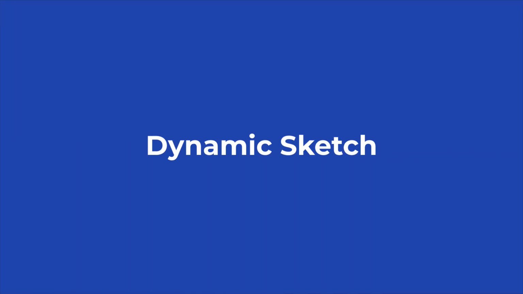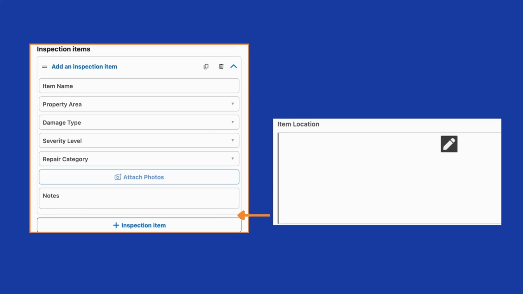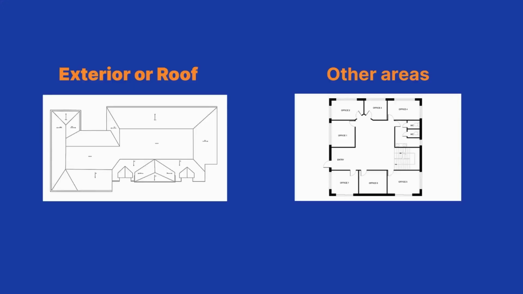Next, let's look at how to set up a dynamic sketch background. In our form, we have an inspection section that asks the user to define the property area. We want our drawing component to automatically display a roof plan if the area is the exterior, and an interior floor plan for all other areas.